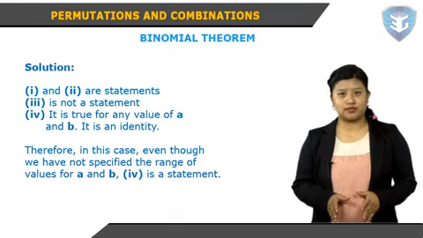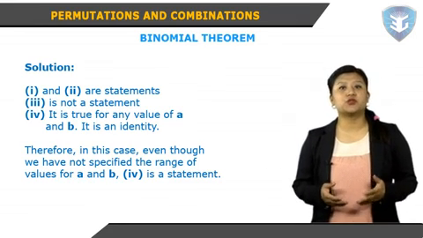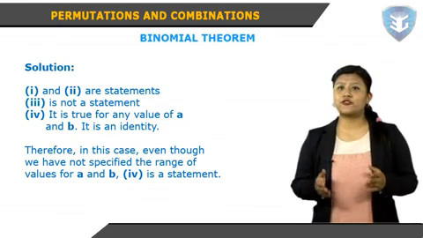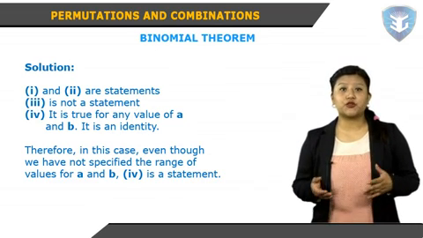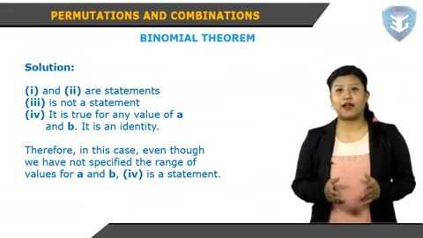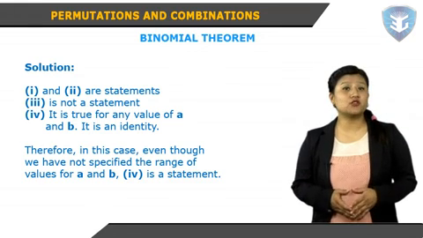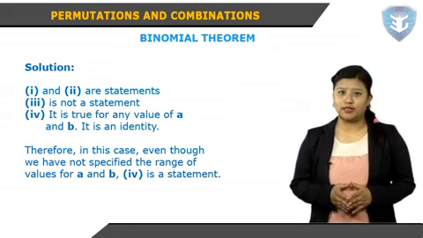3 is not a statement since we cannot determine whether it is true or false unless we know the range of values that x and y can take. Now look at 4. At first glance, you may say that it is not a statement for the very same reasons that 3 is not. But look at 4 carefully. It is true for any value of a and b. It is an identity. Therefore, in this case, even though we have not specified the range of values for a and b, 4 is still a statement.